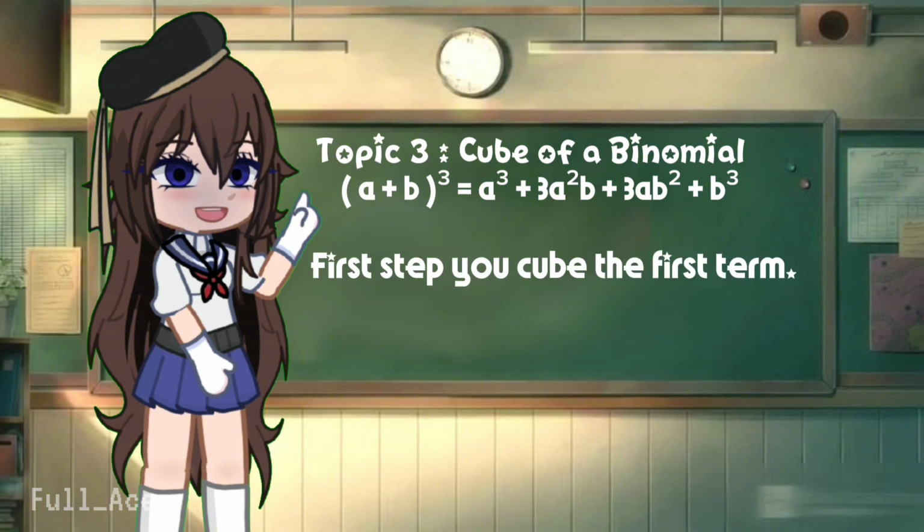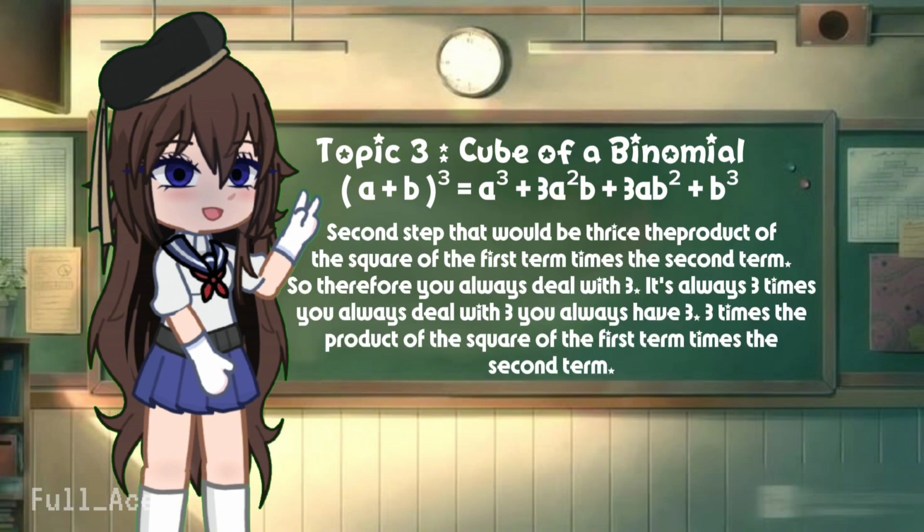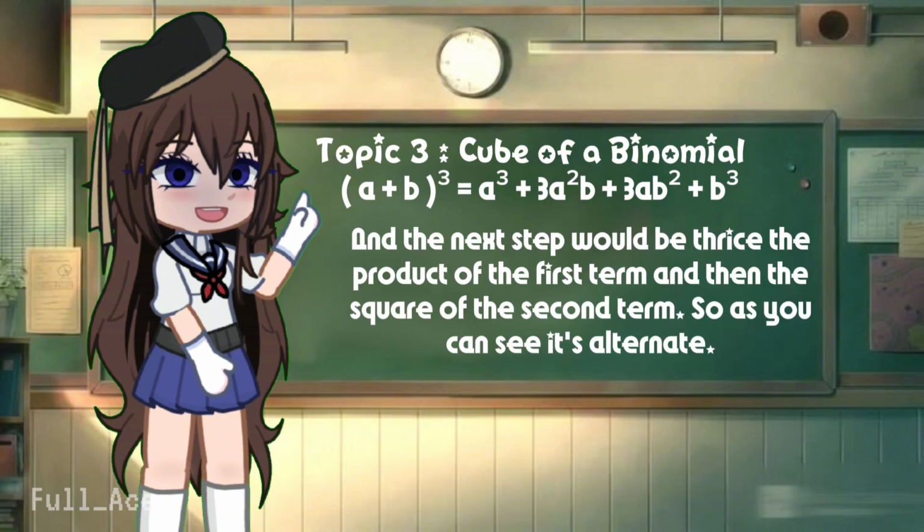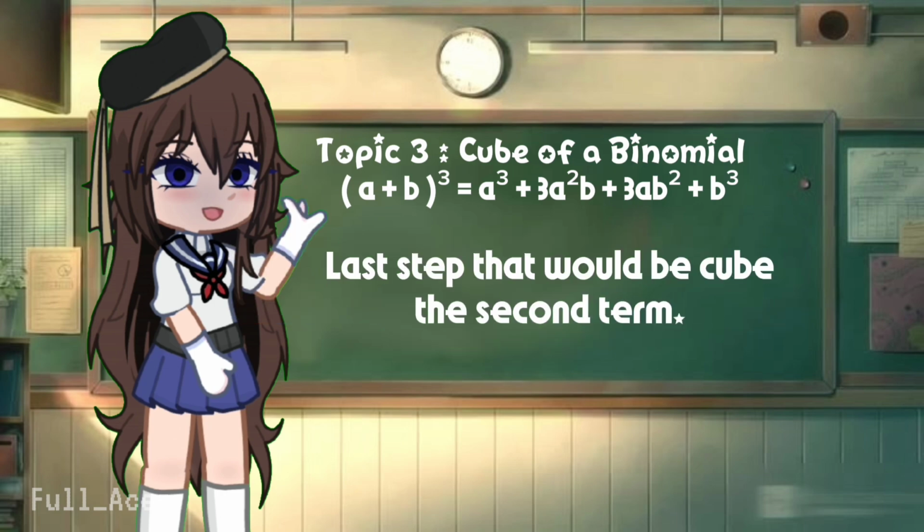First step, you cube the first term. Second step, that would be thrice the product of the square of the first term times the second term. So you always deal with 3. It is always 3. 3 times the product of the square of the first term times the second term. And the next step would be thrice the product of the first term and the square of the second term. So as you can see, it alternates. Last step, that would be to cube the second term.